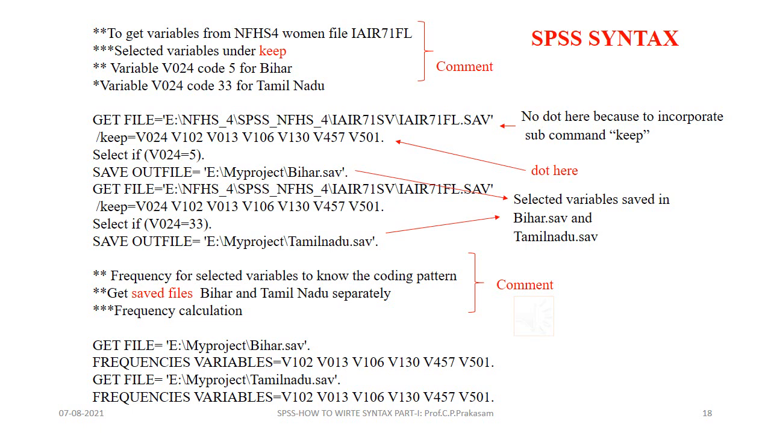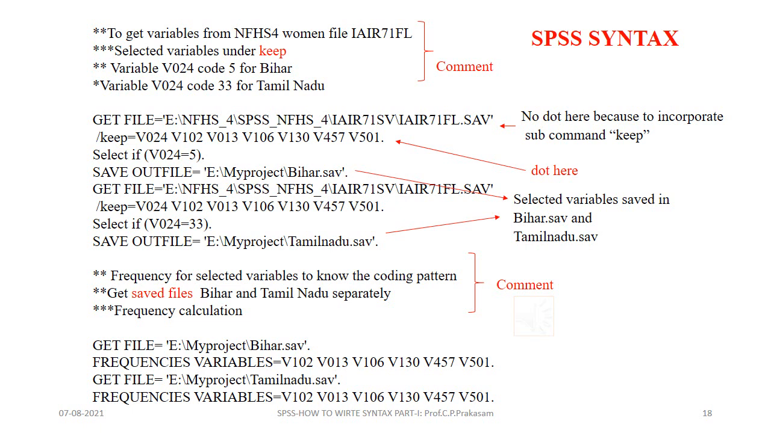Let us see how to calculate the frequency. Then for frequency we will give a command. Here we will have a comment, as I have given here, to identify what we are going to do in the procedures: frequency for selected variables to know the coding pattern, just to understand what the coding pattern is. Then get the saved file Bihar and Tamil Nadu separately and calculate the frequency. First of all we have to get the file which has been named Bihar or Tamil Nadu.